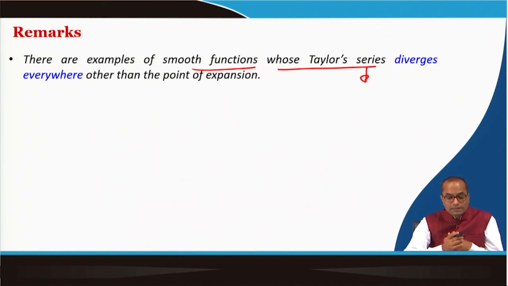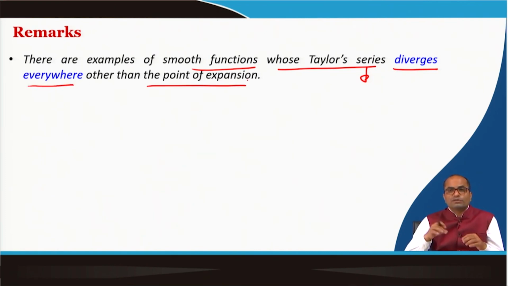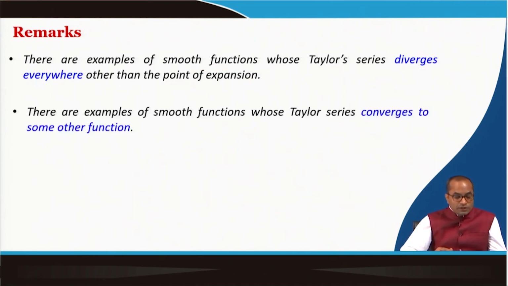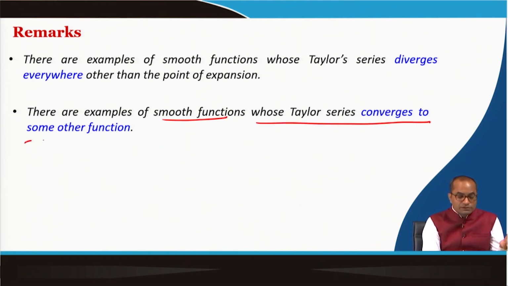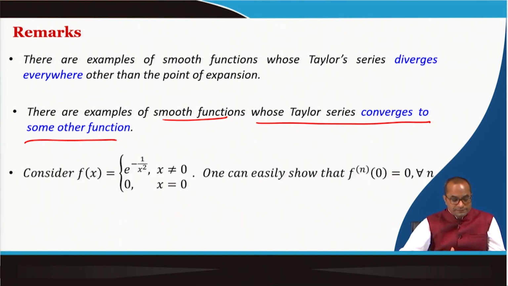So there are several examples in fact of smooth functions whose Taylor series diverges everywhere other than the point of expansion, because at the point of expansion anyway you will always have equality. There are examples of smooth functions whose Taylor series converges to some other function. So it may happen that the series which we are writing may converge to some other function. Therefore the condition which we have mentioned before, that R_n(x) must go to 0 as n goes to infinity, only then is f(x) equal to that Taylor series.